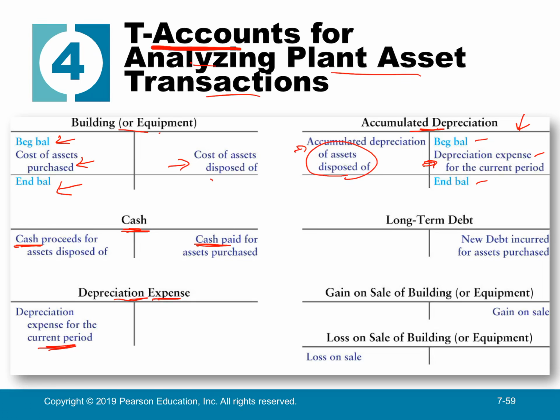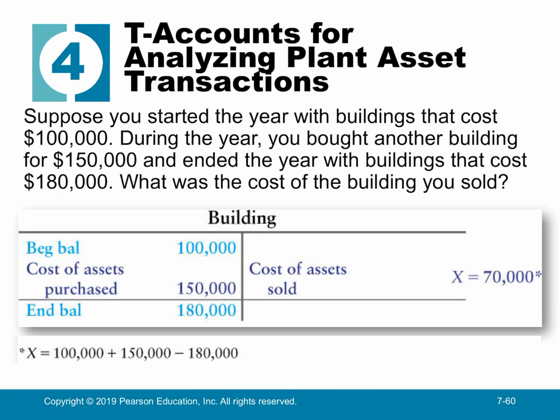Long-term debt, when we take on new debt for assets, well, this is a liability. So on the credit side, we're going to add long-term debt. If we have a gain on sale of a building, that's on the credit side. This is not a revenue, it's different. A revenue and a gain are two different things, but you can think of it the same way, just like a loss is different than an expense, but it's accounted for in really the same way.